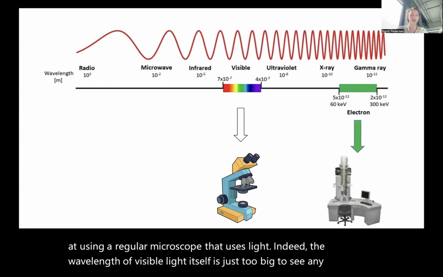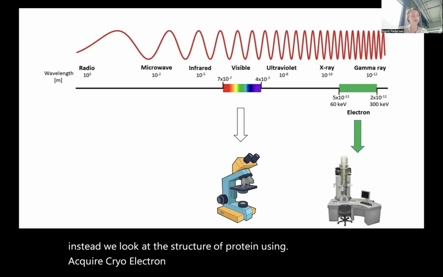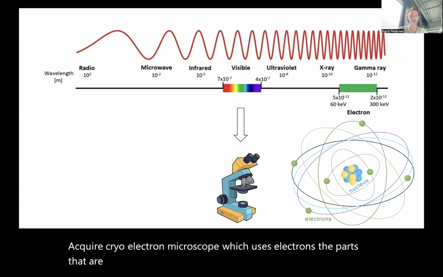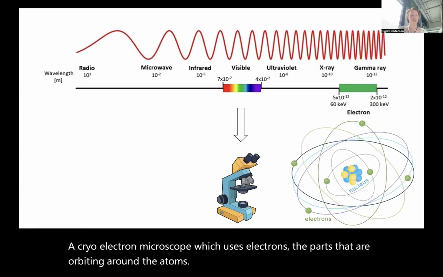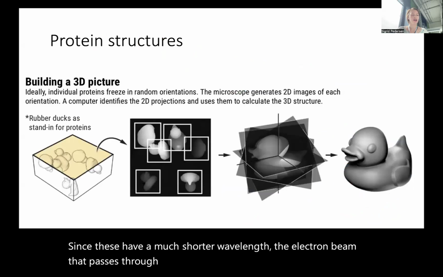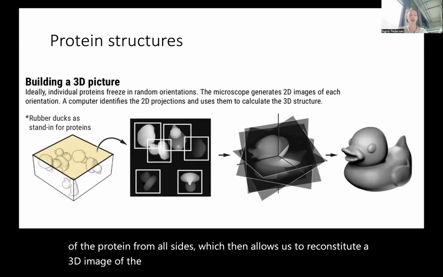So instead, we look at the structure of protein using a cryoelectron microscope, which uses electrons, the parts that are orbiting around the atoms, since these have a much shorter wavelength. The electron beam that passes through the protein sample gives us many 2D images of the protein from all sides, which then allows us to reconstitute a 3D image of the structure with the help of powerful computers.